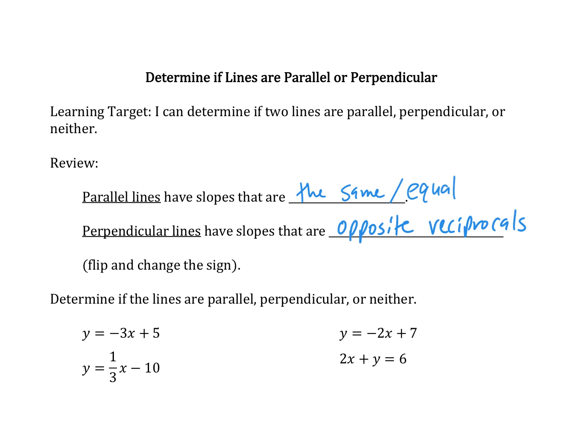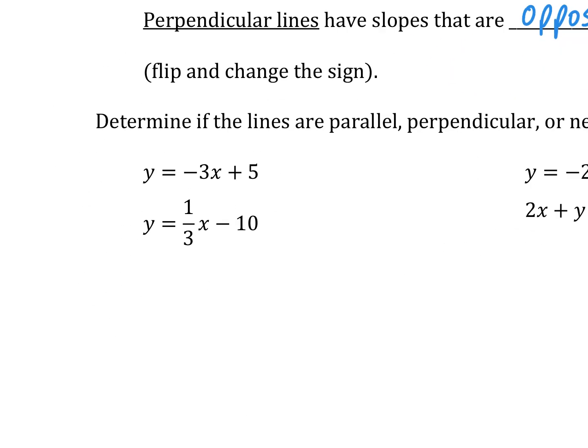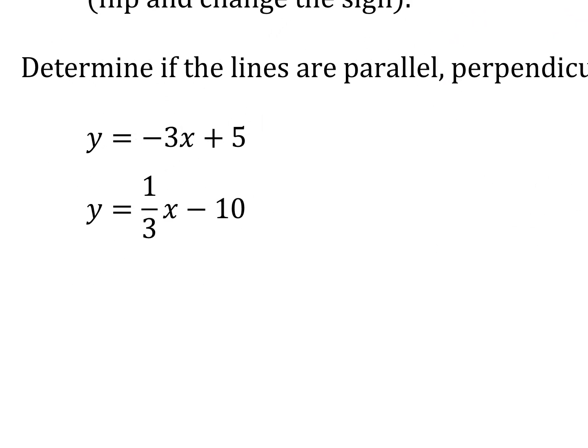So now we're going to look at some sets of lines and determine if these lines are parallel, perpendicular, or neither. Okay, so this is our first set of lines here. We have y equals negative 3x plus 5 and y equals 1/3 x plus 10. So the only thing that we're worrying about here is our slopes. Okay, so our slopes are negative 3 and 1/3. So we have to determine, well, first of all, we can say that we know that they're not parallel because if they were parallel, the slopes would be the same.